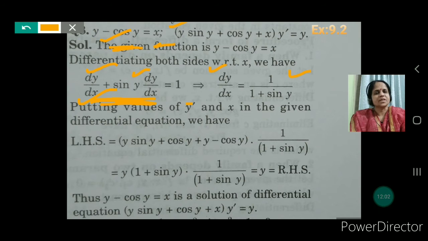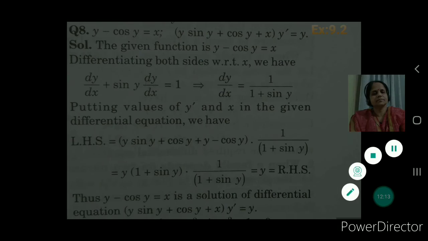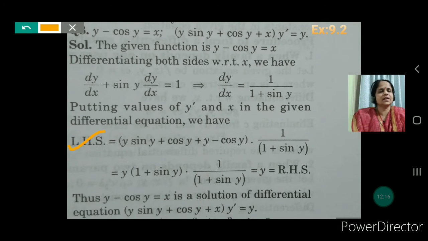Now putting values of y dash and x in the given differential equation. First in LHS, you will get y sin y plus cos y plus y minus cos y. It is the value of x, it is given in the question, then into 1 upon 1 plus sin y, it is the value of y dash.